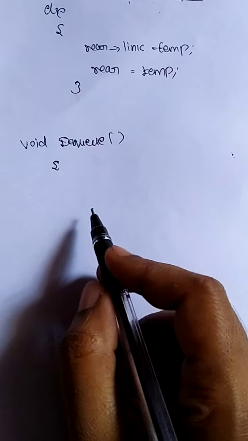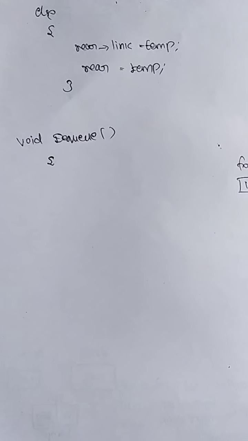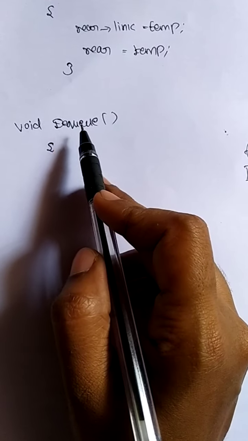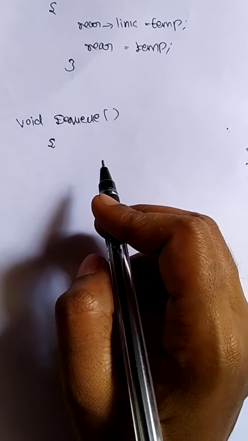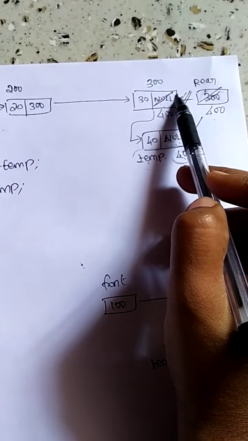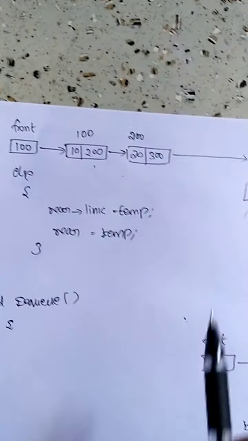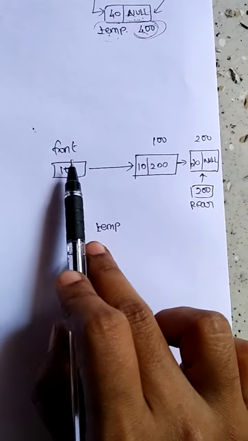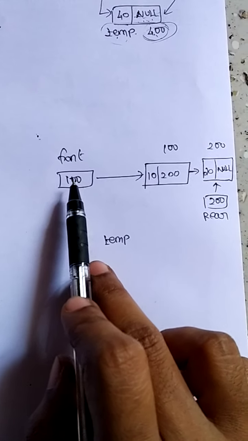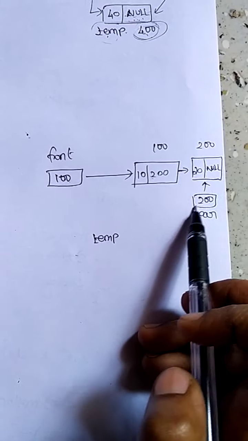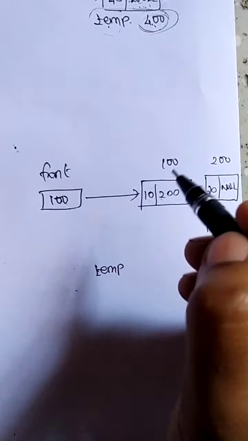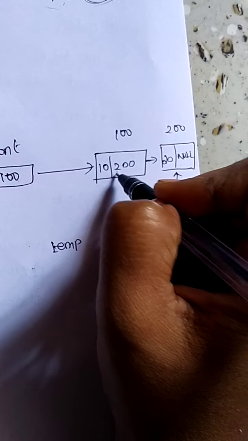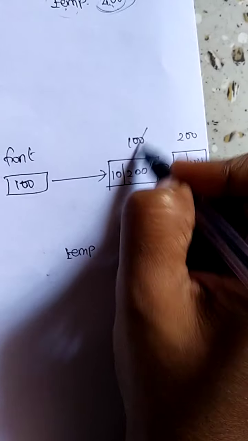Now void dequeue. Now I want to dequeue an element, that is, I want to delete an element. We have already seen we'll be deleting the element in the queue from the front. We are inserting from the rear side and we have to delete from the front side. So suppose I'm having a linked list like this, a queue like this, the front here, 100, 200, rear. Now I want to delete this item. The first inserted item was 100. Now I want to delete this 100.